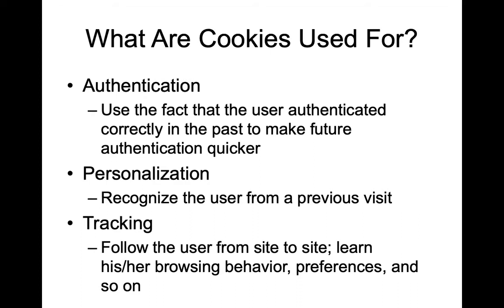This leads me to the next kind of application that cookies are used for, which is tracking. This is the creepiest use of cookies, where cookies are used to track the user from site to site and learn the user's browsing behavior, patterns, and so on. There's a very interesting paper that I can point you to, which we're not reading in this course, that shows how tracking cookies track users from site to site. I will leave a pointer to this in the Teams chat box.